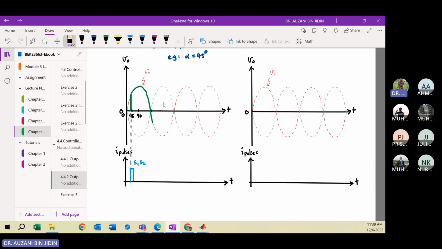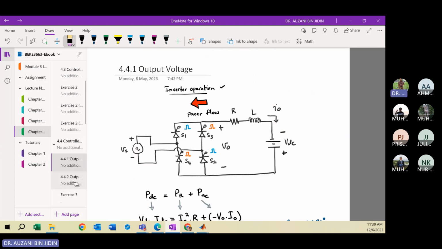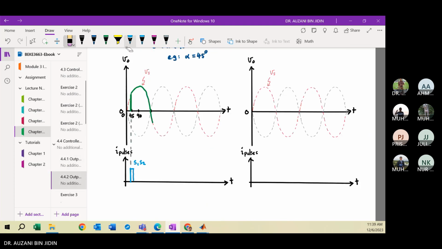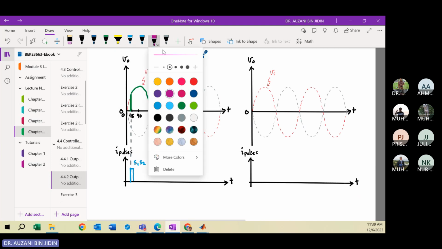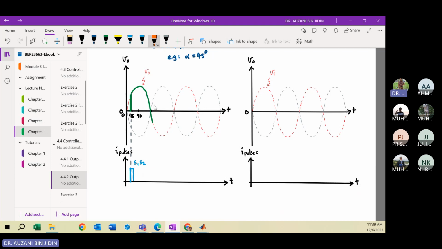Maybe I need to erase this one first. Orange color. Now here, let me sketch first, to this point. All right, so for the orange color, it should be here.